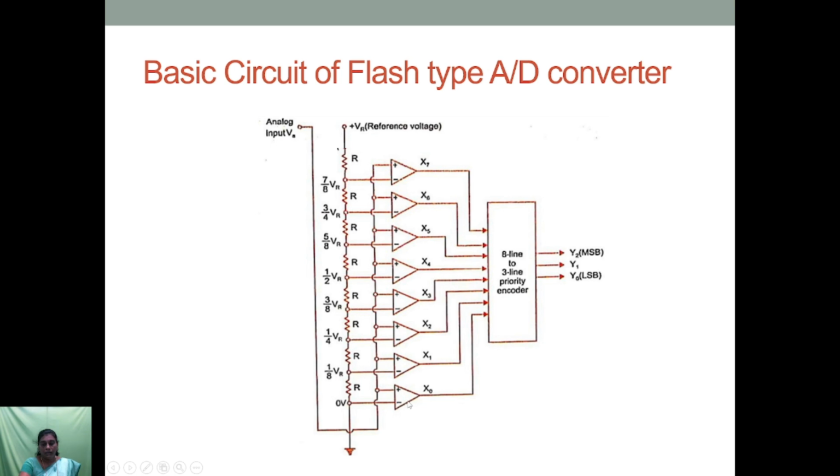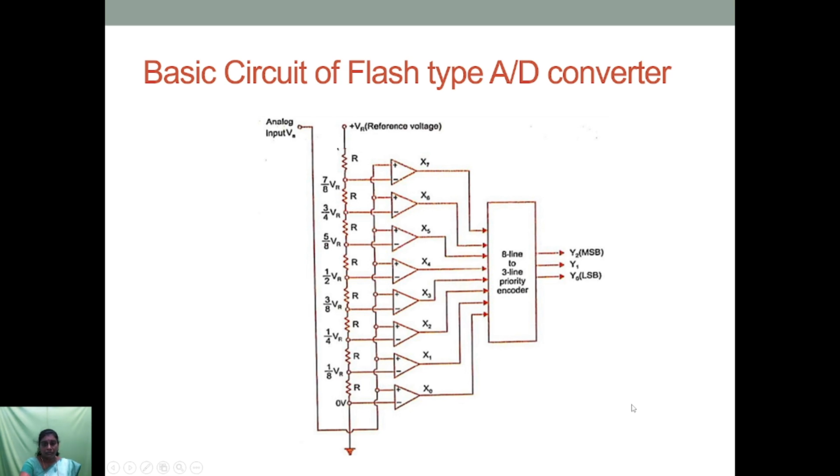And this op-amp operates as a comparator. The comparator outputs are taken as x0, x1, x2 up to x7. And this is the encoder. This converts the 8 inputs to a 3-bit output. The output is taken as y0, y1 and y2. This y2 represents the MSB and y0 represents the LSB. MSB is nothing but the most significant bit and LSB represents the least significant bit.